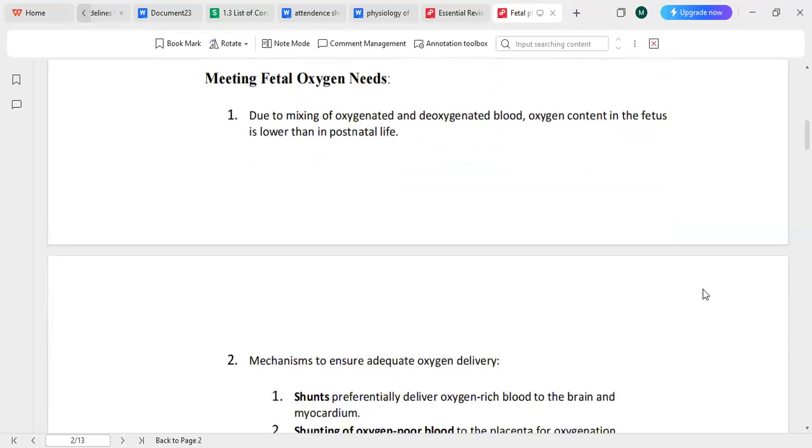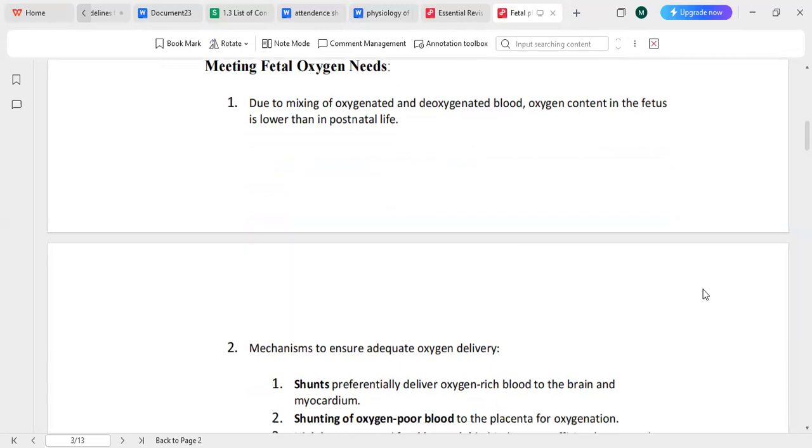How does the fetus meet oxygen needs? We will discuss this now. Due to mixing of both bloods, oxygenated and not, which one is the one which is oxygenated?